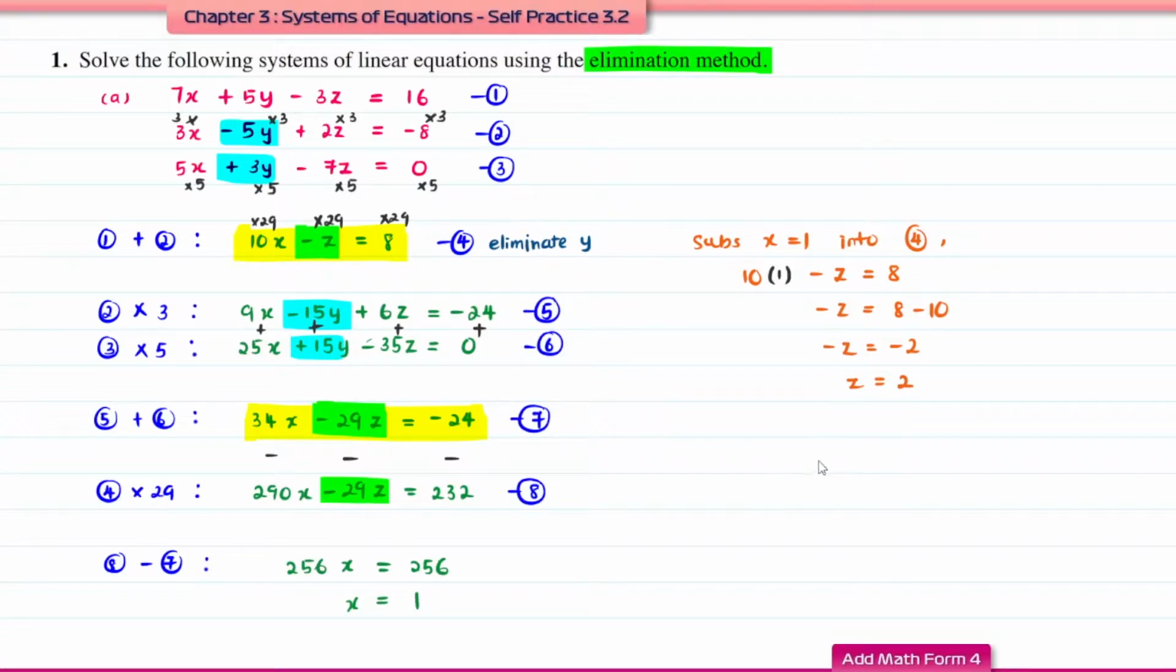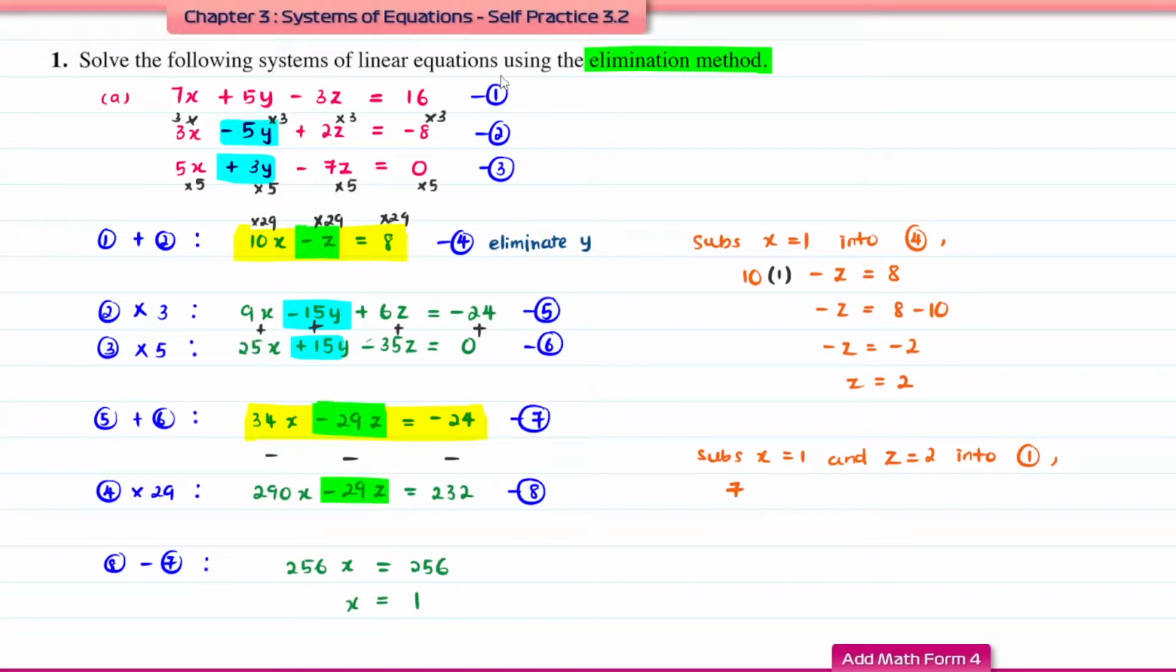So I already have two values of the variables. Now I'm going to substitute x equal to 1 and z equal to 2 into the equations that contain the variable y. In this case, you can choose either equation 1, 2 or 3. Here I'm just going to choose equation number 1.